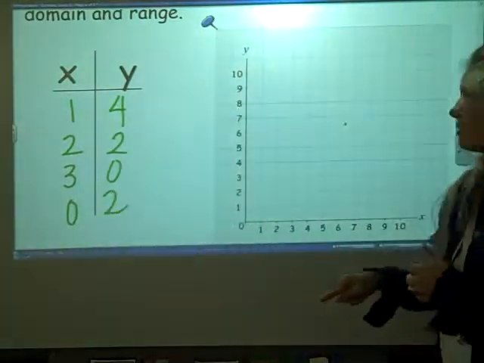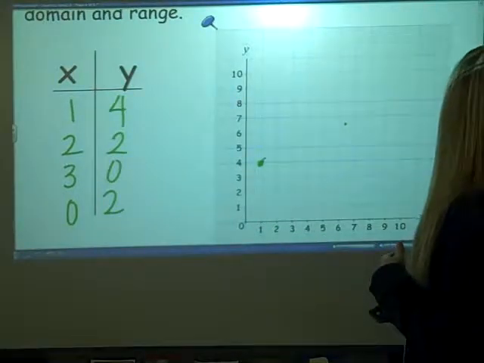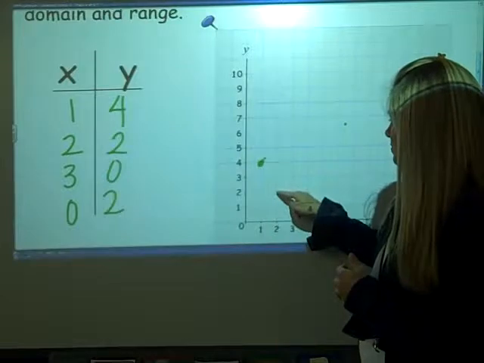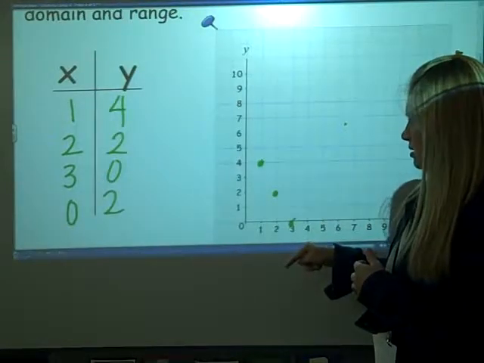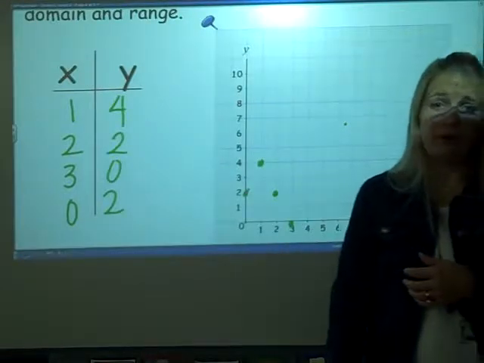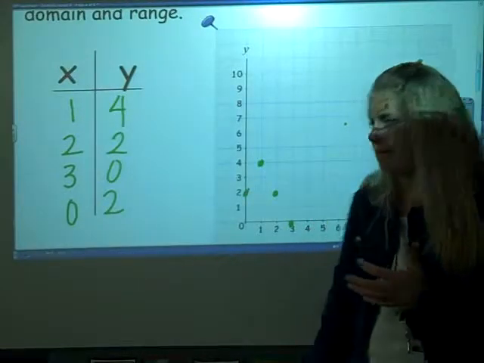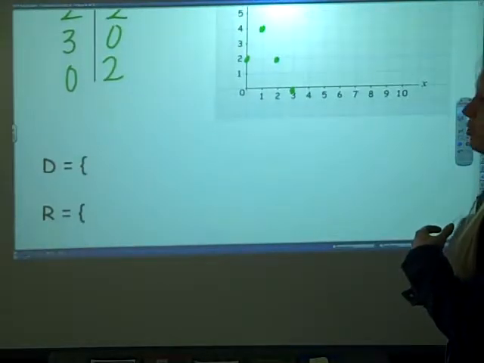Plot your ordered pairs. 1, 4. We have 2, 2. 3, 0. And 0, 2. Okay, they're just a bunch of ordered pairs. They're not making any sort of shape or anything. Then they ask you to name the domain and range.